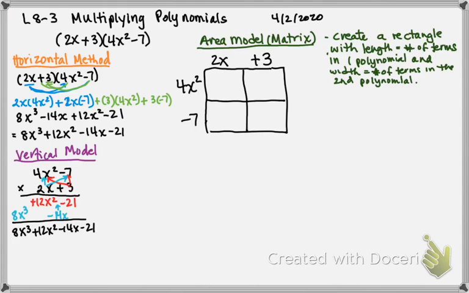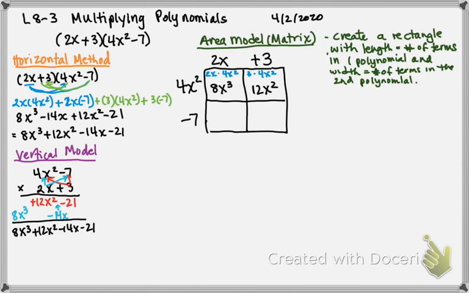This is going to be 2x times 4x squared. Okay, so that's going to give me 8x cubed. To the right, I'm going to have 3 times, sorry, let's use the dot, 4x squared. And that's going to give me 12x squared. Okay, now I'm going to multiply the 2x and the negative 7.